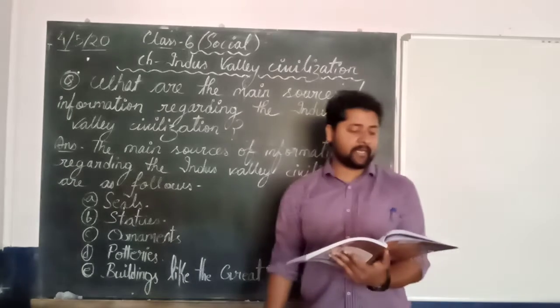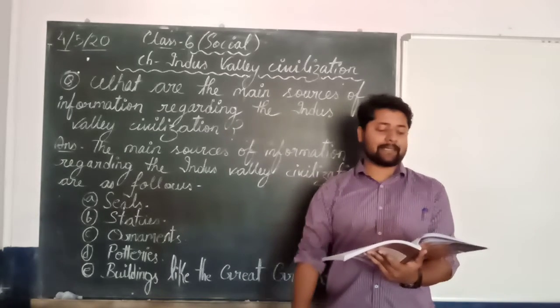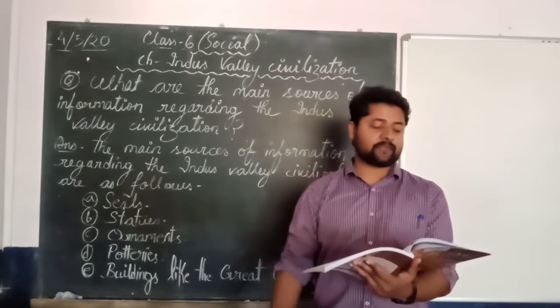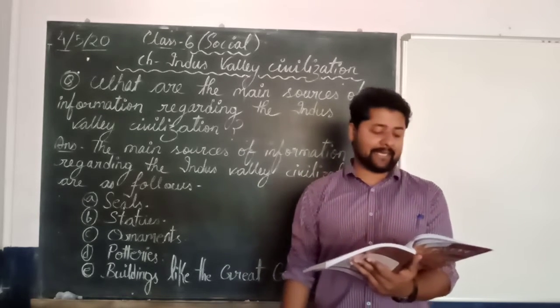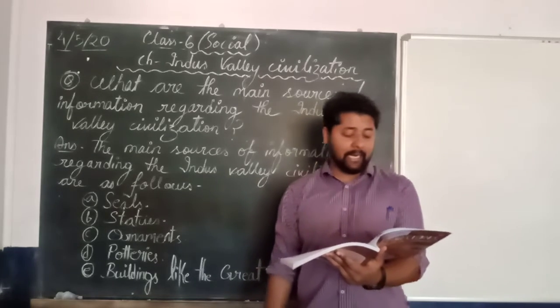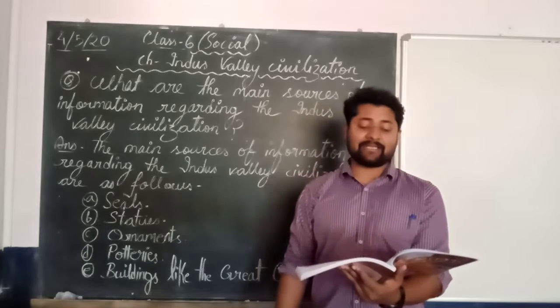Now, coming to the topic, as we discussed in the last class about the characteristics of the Indus Valley civilization, the first point is town planning and the second point is houses. Today, let us start with the drainage system. Now, what is the drainage system?